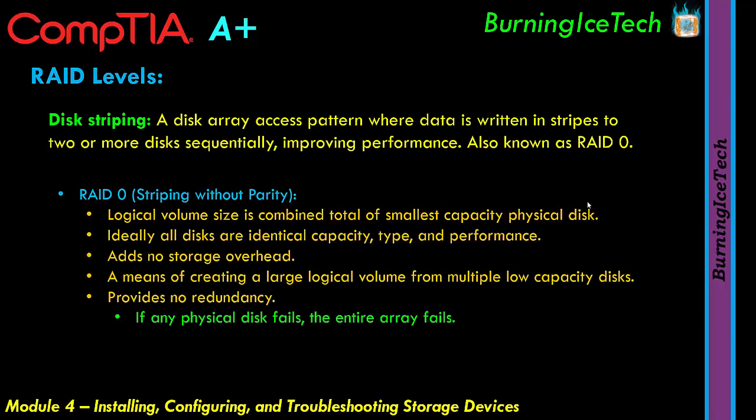So let's look at the first one here being RAID 0. Alright, so disk striping, a disk array access pattern where data is written in stripes to 2 or more disks sequentially, improving performance. Alright, so that's what 0 is all about. 0 is specifically and strictly just for performance, guys. It's not going to give you redundancy. So let me be clear, no redundancy, no high availability, strictly just for performance. So with regards to the exam and also a little bit in industry, you need to know what are the minimum amount of hard drives you need for RAID 0, 1, and 5.